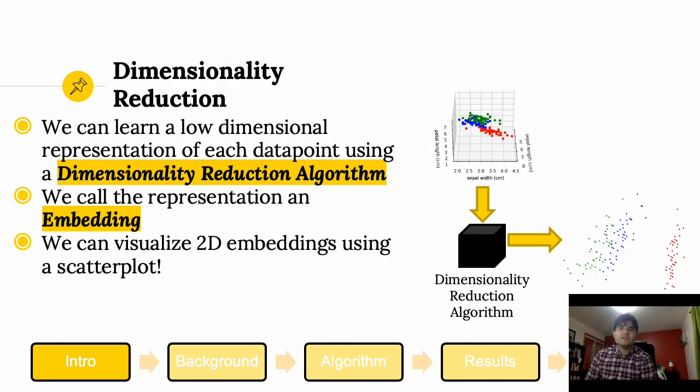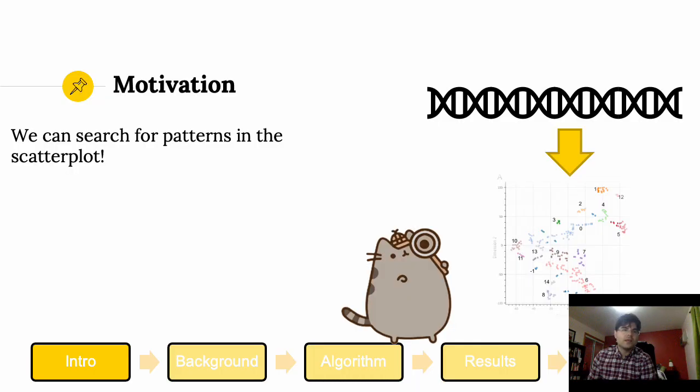We call this machinery that takes us from 3-dimensional space to 2-dimensional space a dimensionality reduction algorithm, and we illustrate it as a black box because we're going to keep the contents hidden for now. We call the representations on the right-hand side, the 2-dimensional representations, an embedding, and we can visualize the 2D embeddings using a scatter plot. We can search for patterns in this scatter plot.